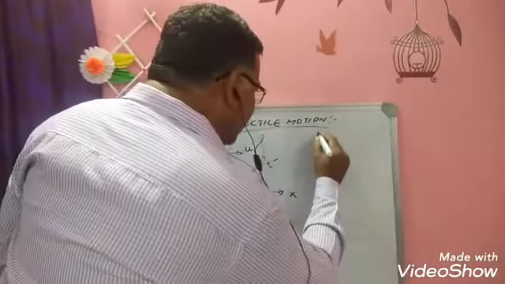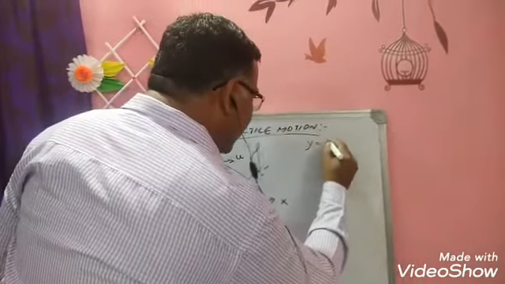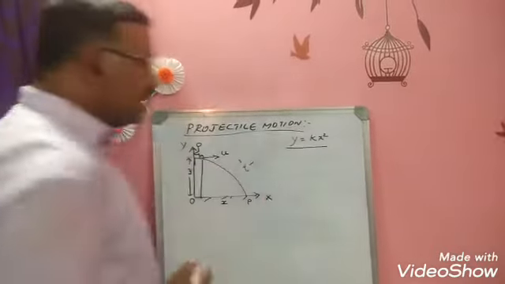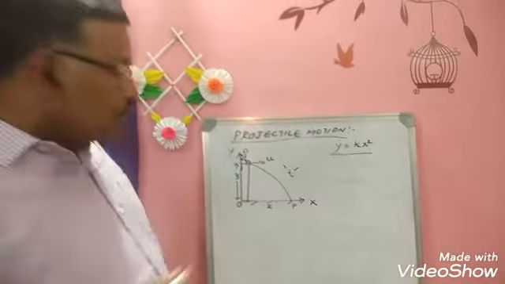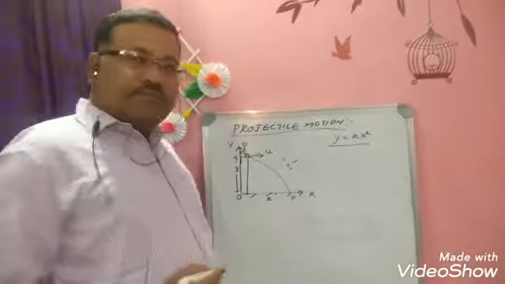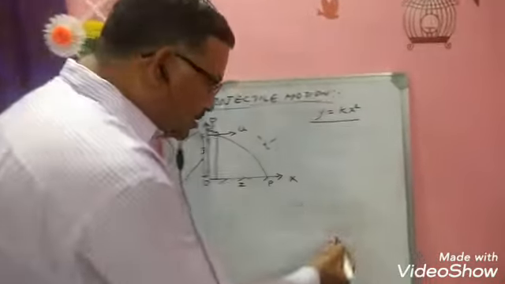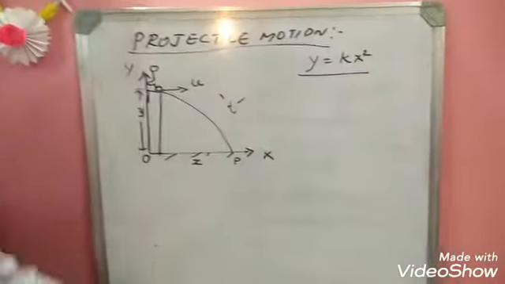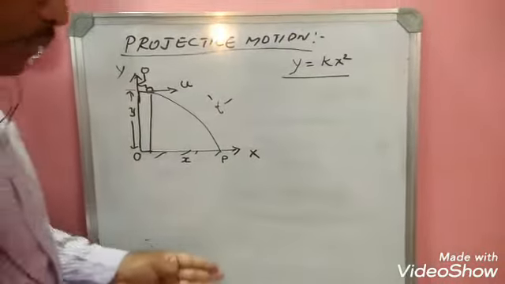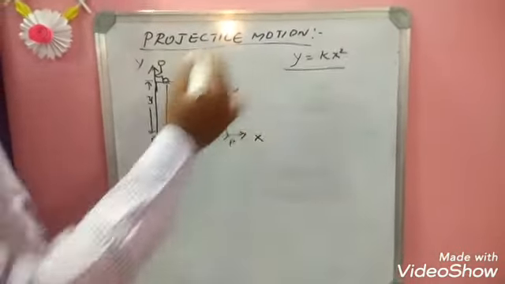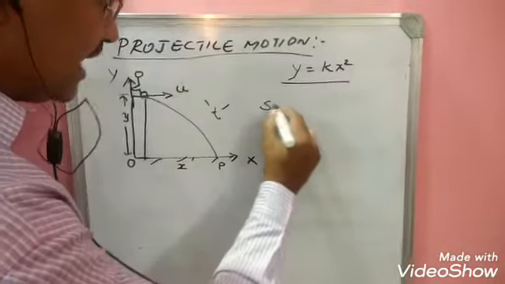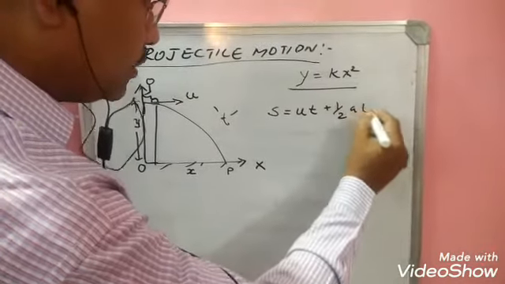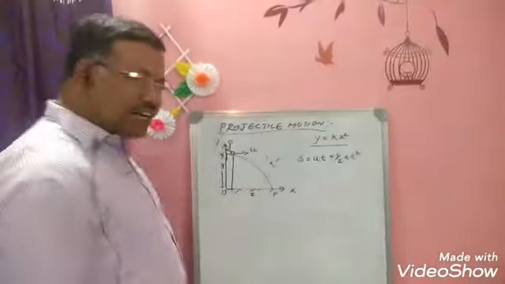We know the famous equation y is equal to kx square. This is the equation of a parabola. So we have to get our final equation in this format. If we get the equation in this format, then we conclude that the path of the projectile is a parabola. So how are we going to prove it? Using the second equation of motion, s equals ut plus half at square, we can prove it easily.